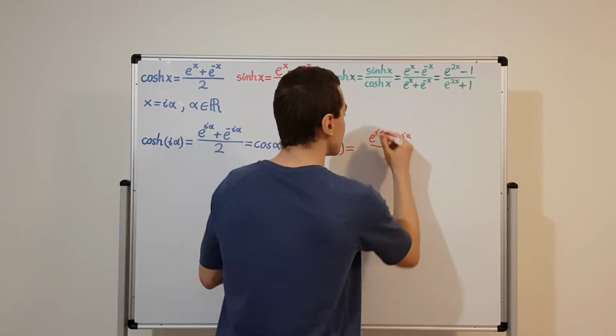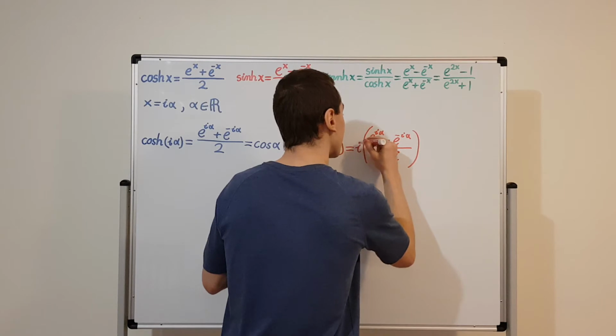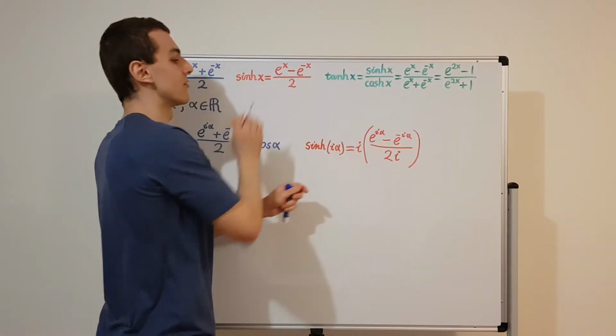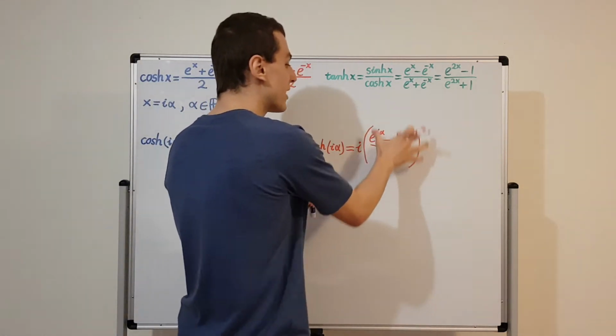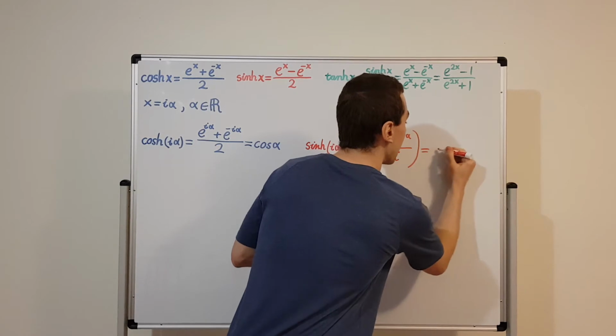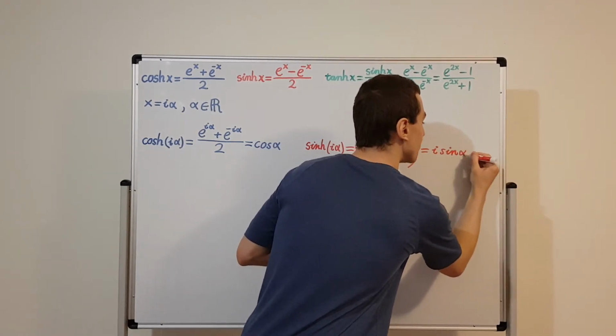So what I'm going to do is put this in brackets and multiply this by I. So this I and this I can be cancelled out, and that's just going to give us back this definition. So this over here is the same as sine of alpha. So now I can write this as I times sine of alpha.